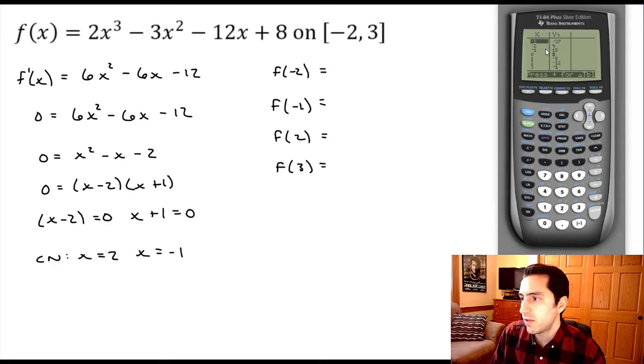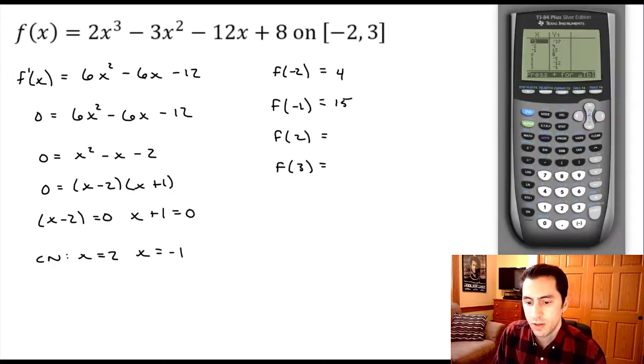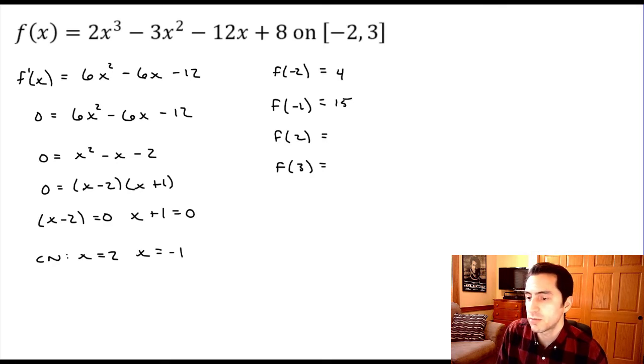So let's see, at -2 we have 4, at -1 we have 15, so let me write those down. So at -2 we had 4, at -1 we had 15. I'll bring that back up. And at 2 we have -12, and at 3 we have -1. So here we have -12 and -1.